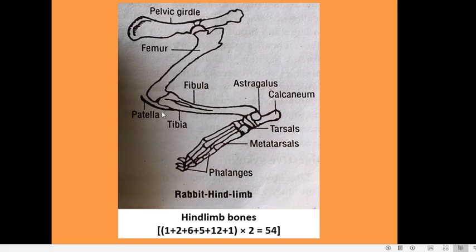The knee region is supported by a single bone. The ankle region is supported by bones which are called tarsals. The sole is supported by the metatarsals and the digits are supported by phalanges. We move on to each bone.